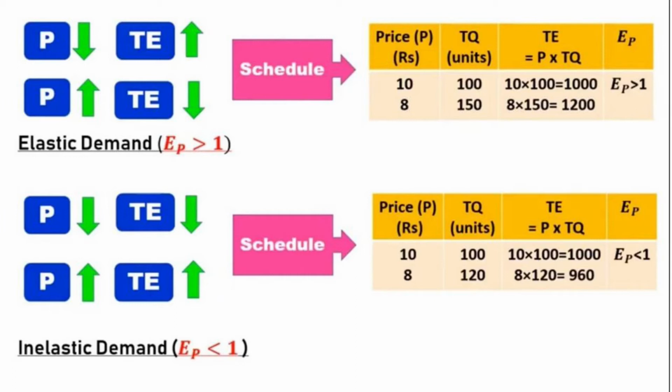When you multiply these both, you are going to see the variation in price elasticity, whether greater or lesser. The same way, when the price is reduced from 10 rupees to 8 rupees, the quantity you are going to purchase is not 100, but instead 150. So when you multiply these both, that is 8 into 150, you get 1200. So it is going to be elastic.